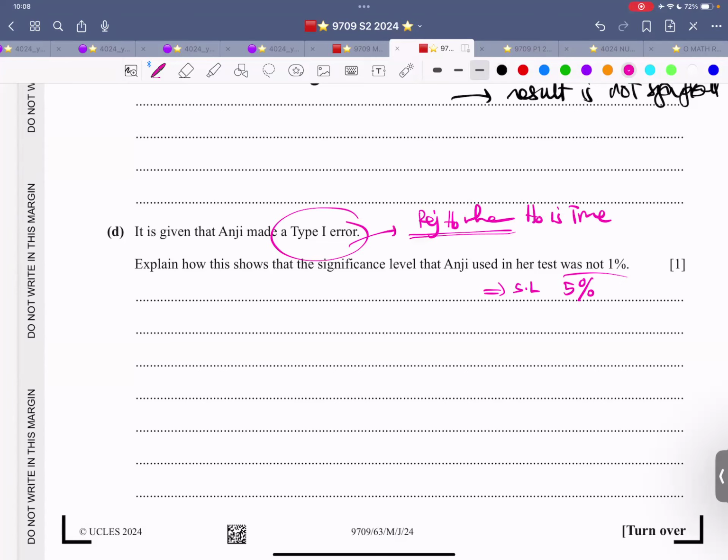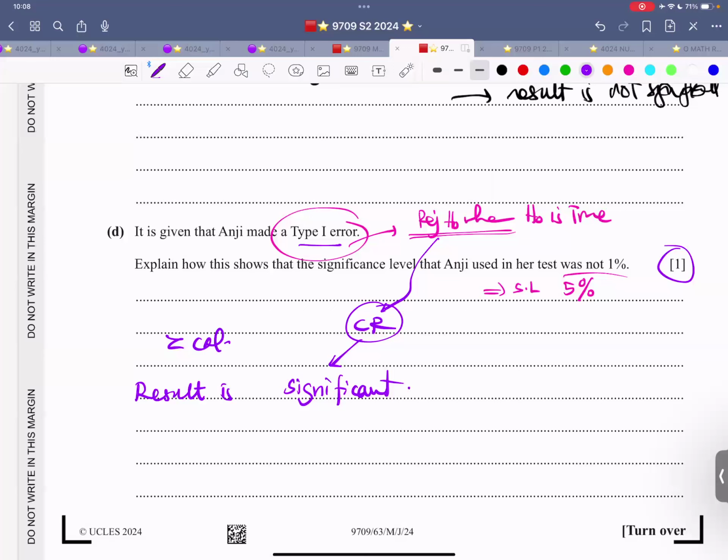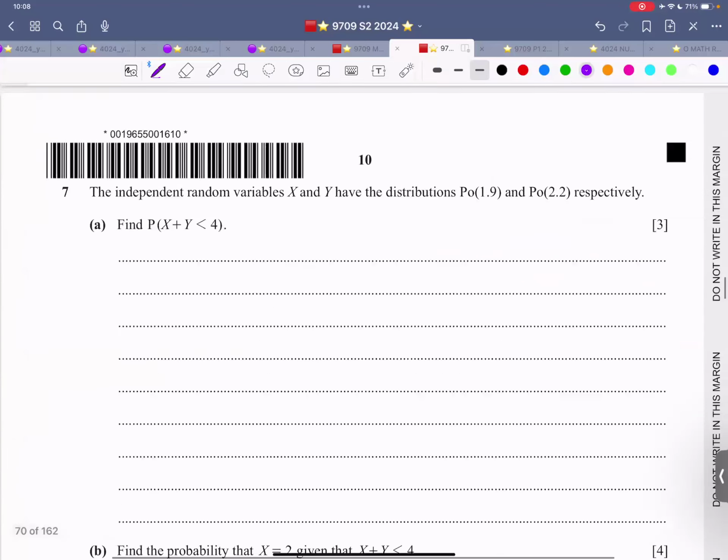So when do we reject H naught? When we are in the critical region. When are we in the critical region? When the result is significant. So what should you write for 1 mark? You should write that type 1 error is associated with the critical region. The Z calculated value is in the critical region at which level? At the 5% significance level. So yes, the significance level was not 1%, it was in fact 5%. So that's how this thing is done.